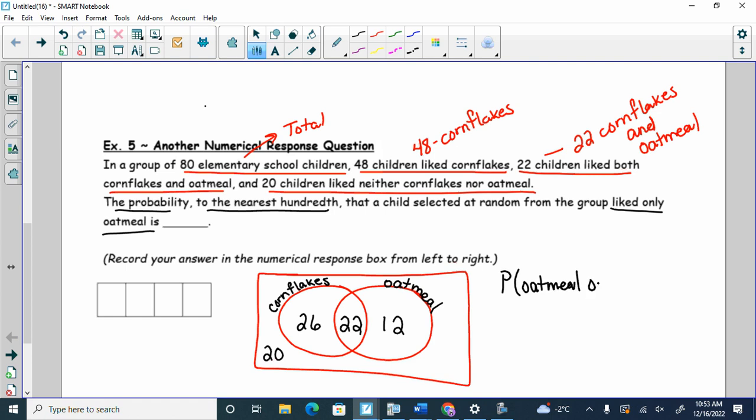only. Since it's a probability, I need a total, right? So it's going to be 12 out of 80. And it wants it to the nearest hundredth. We have to read our rounding rules. So we go 12 divided by 80. What do we get? We have to start with a 0 because there is no decimal bubble in the first box.